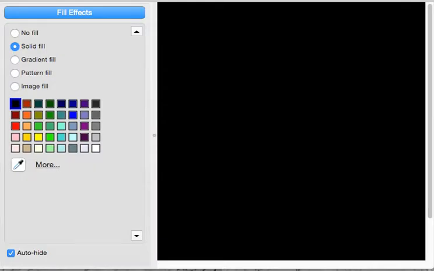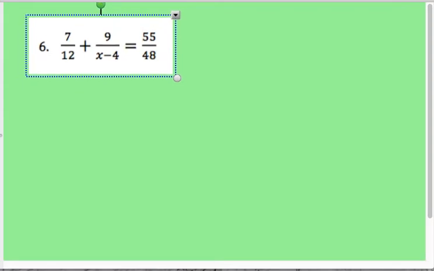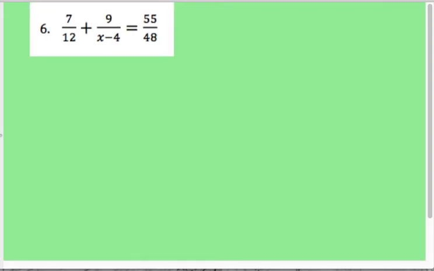Awesome sauce. Okay, let's do another one here, number 6. Hopefully all these examples help you guys out. 7 over 12 plus 9 over x minus 4 equals, I'm sorry, 55 over 48.